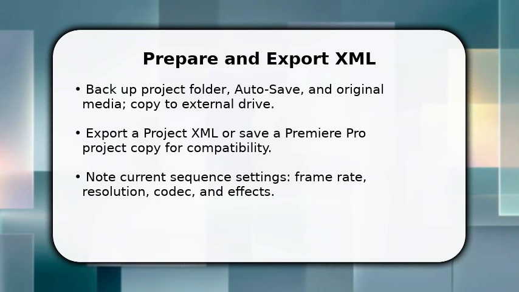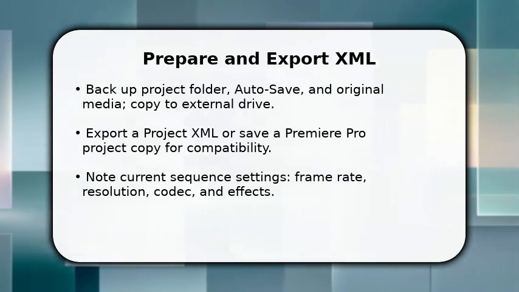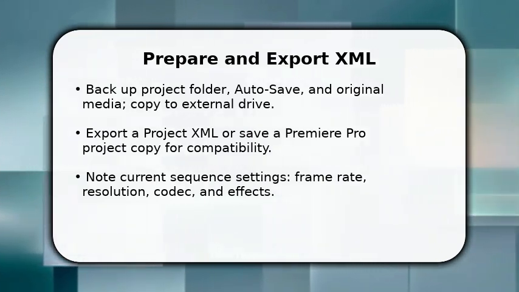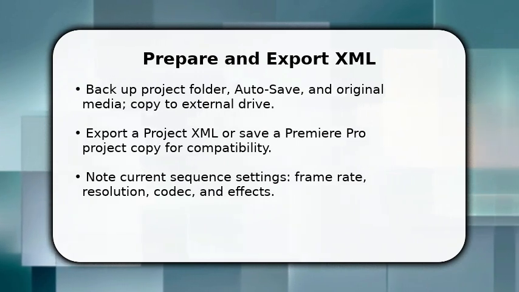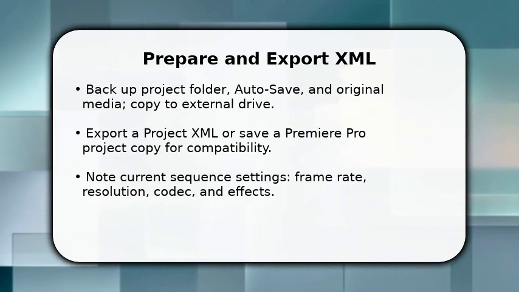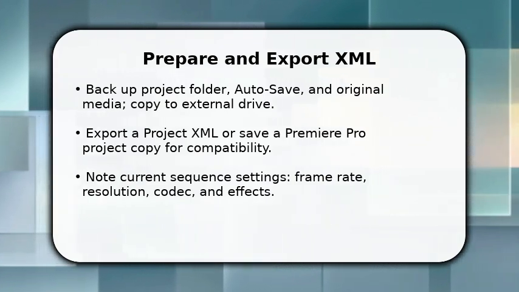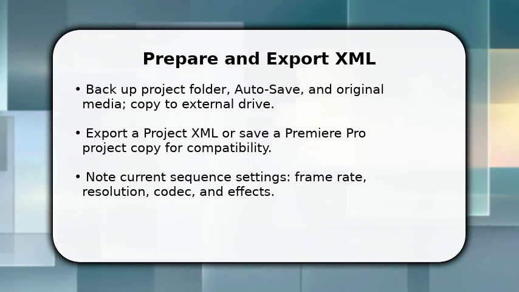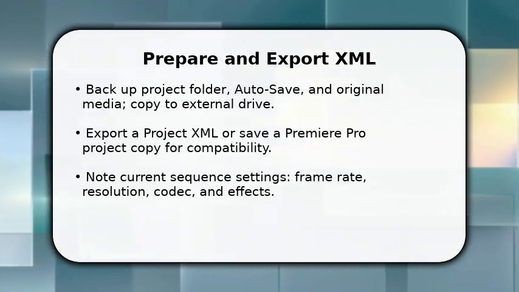You start by securing your work. Create a full backup of the project folder and autosave files to an external drive so you can revert. Once done, export an XML of the sequence or save a duplicate project with a clear name indicating the current Premiere version. This lets you import into older builds.